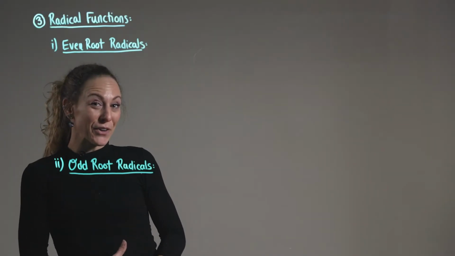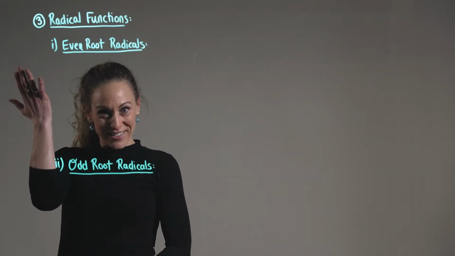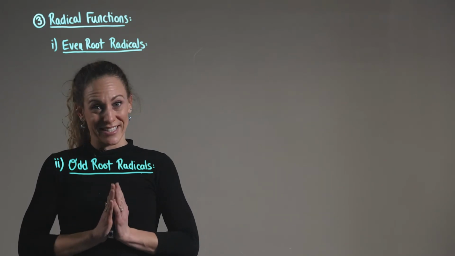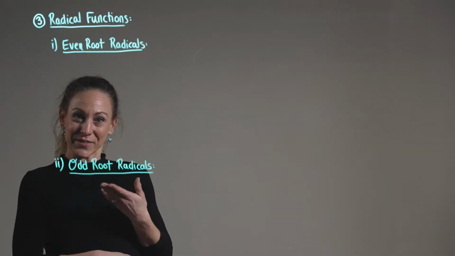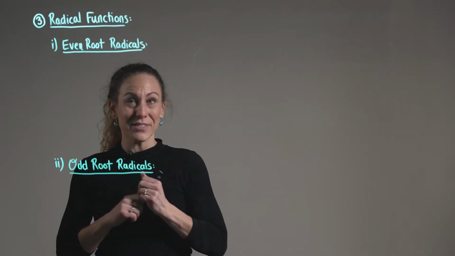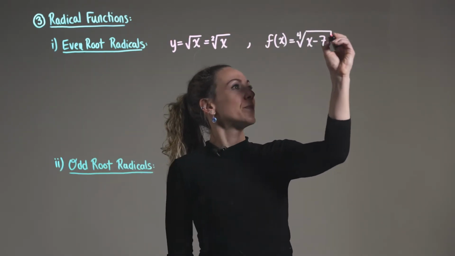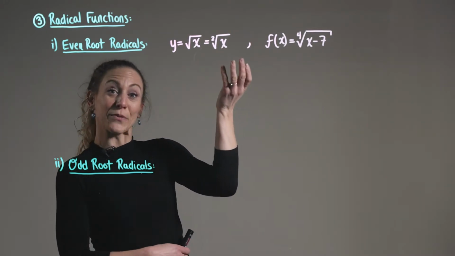The third type of function that we need to look at are radical functions. And now, radical functions can be split into two distinct sections: even root radicals and odd root radicals. So functions that are even root radicals include the following. So an example of an even root radical is our good old friend, the square root function.